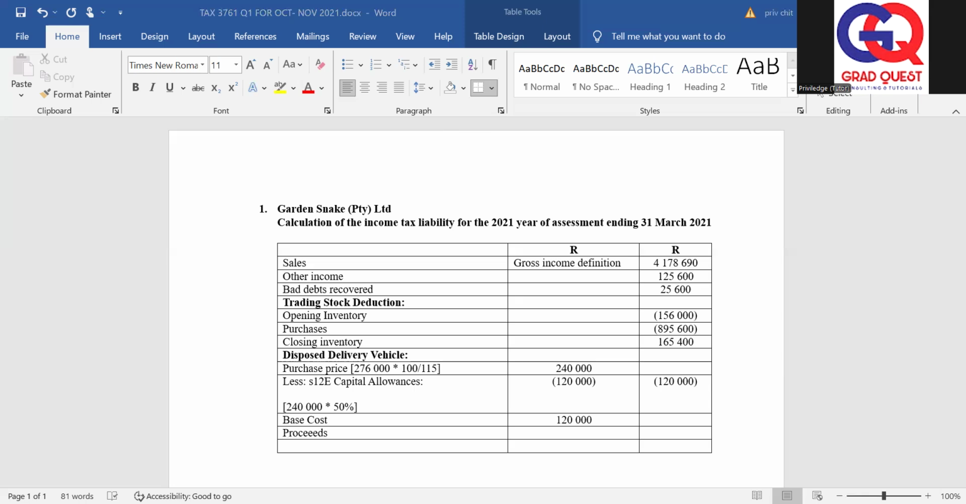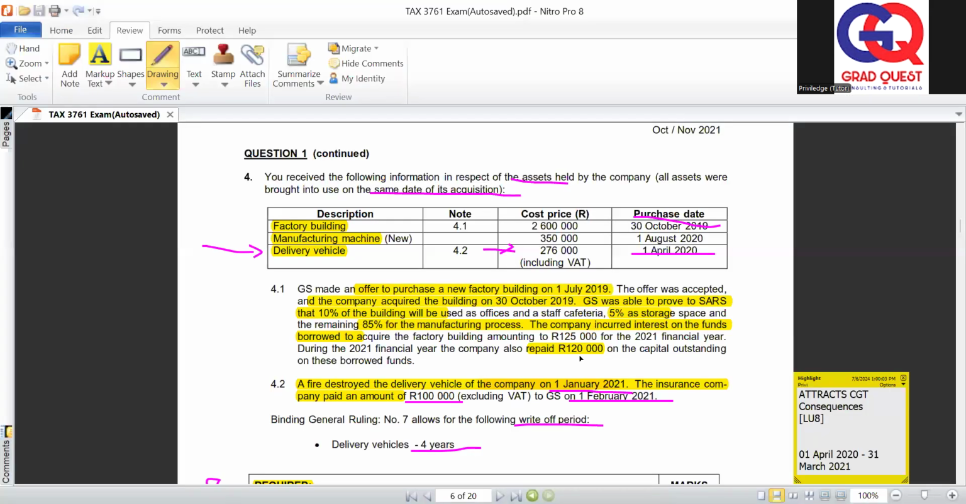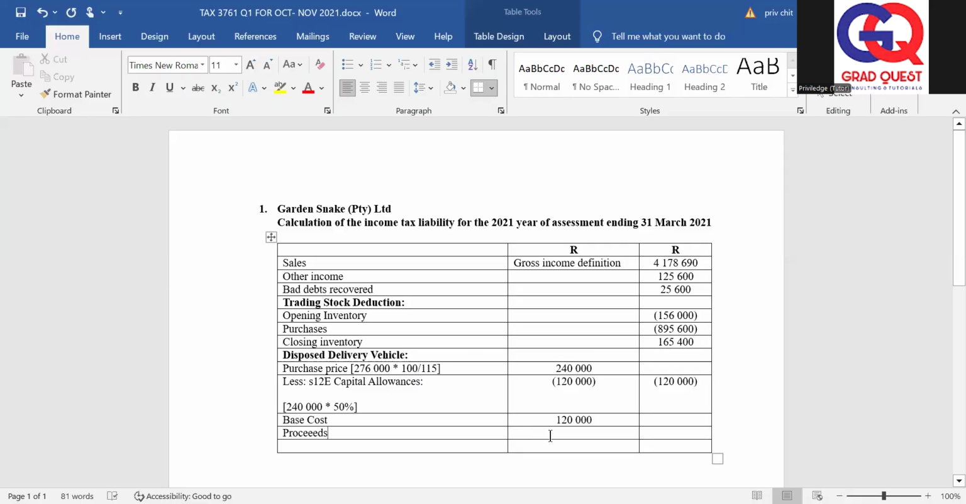the insurance cover. So if I go back to the question, I would have to read again, question 4.2. The information 4.2. They said the fire destroyed the delivery vehicle of the company on the 1st of January 2021. The insurance company paid an amount of 100,000 excluding VAT. So the 100,000 rands that we received from the insurance cover, that's what would constitute what?